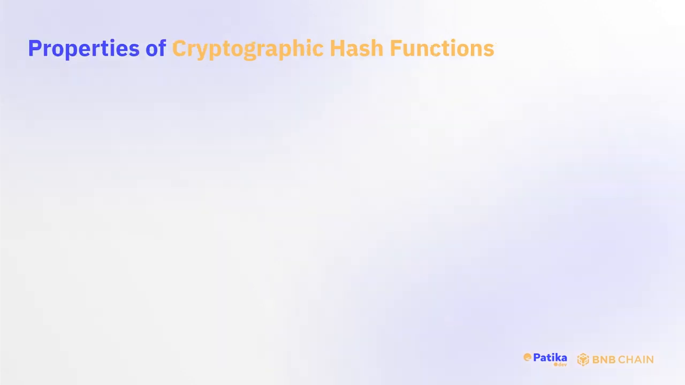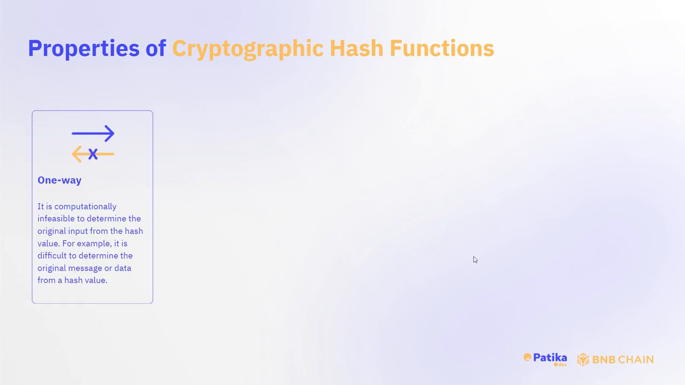So, properties of cryptographic hash functions. The first one is they are one-way. It's computationally infeasible to determine the original input from the hash value. For example, it's difficult to determine the original message or data from a hash value.